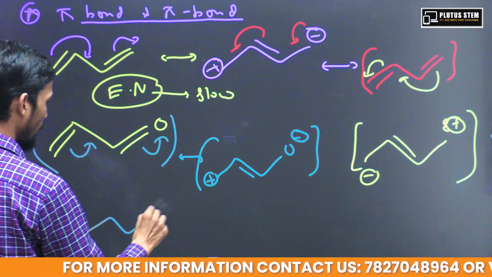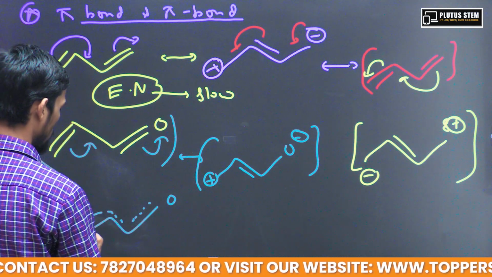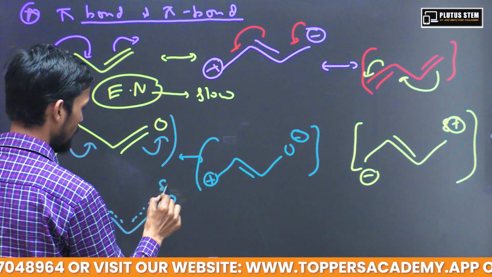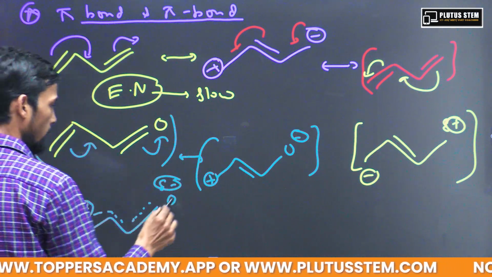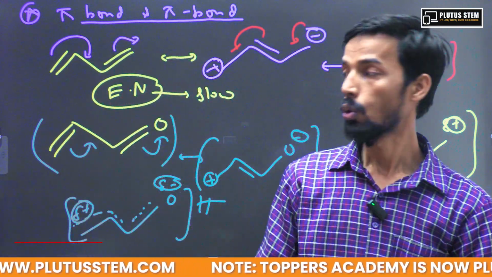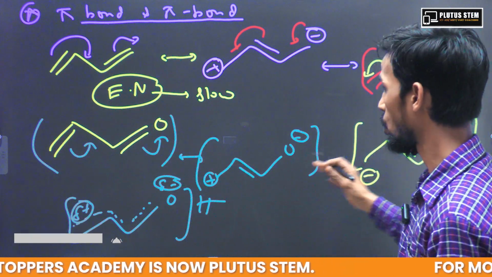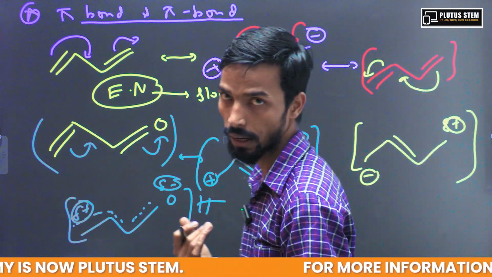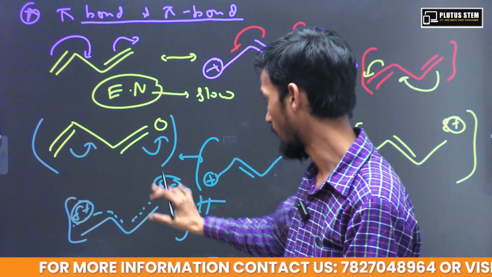And if you draw the resonance hybrid, this is a partial negative charge and over here a partial positive charge. So this way we can draw the resonance hybrid, where the movement is considered toward the more electronegative atom. The movement will be towards the more electronegative atom. I have shown you over here.